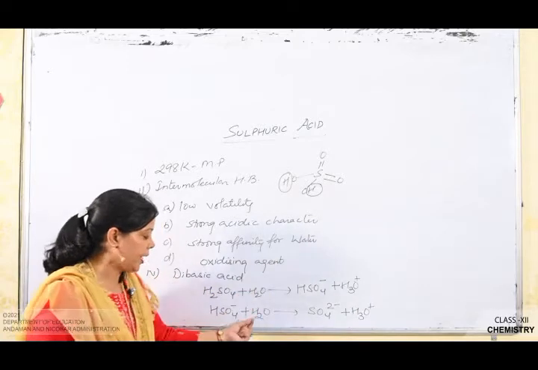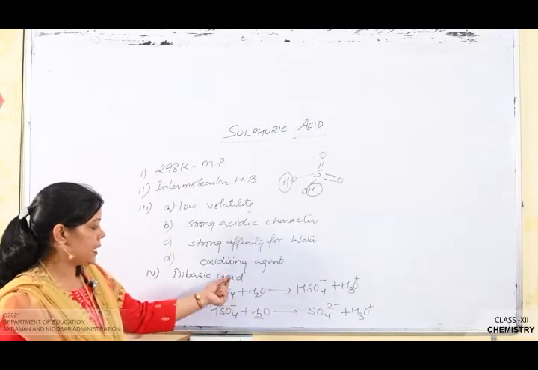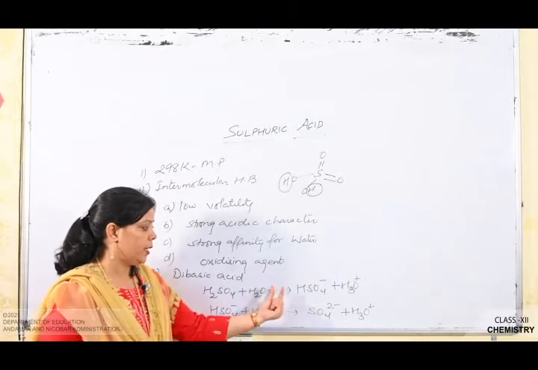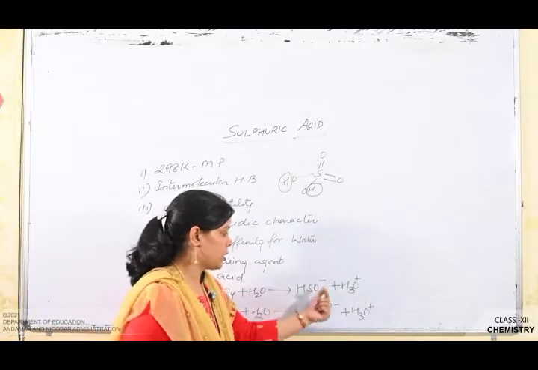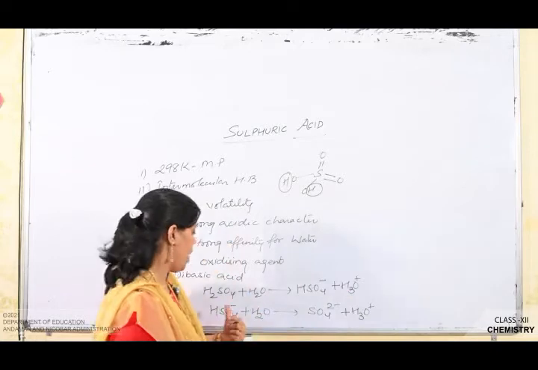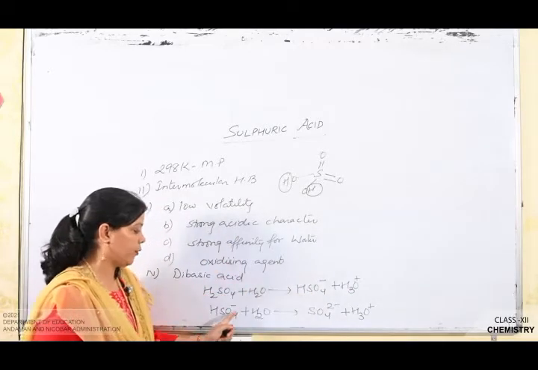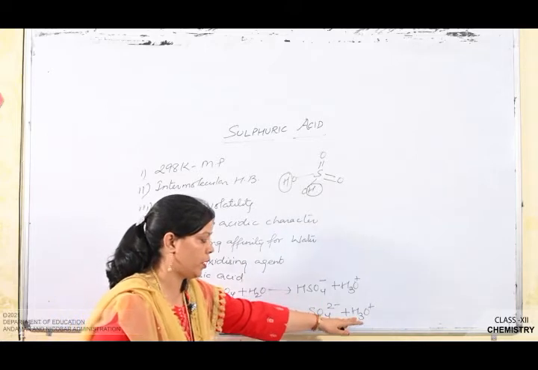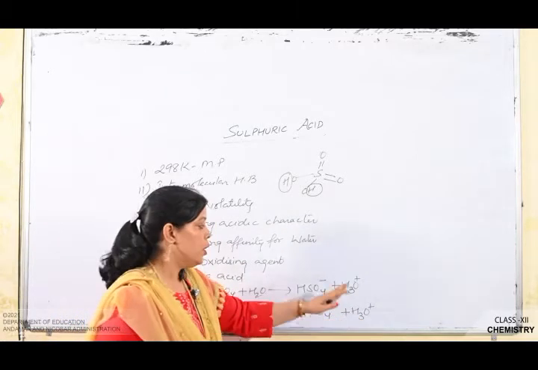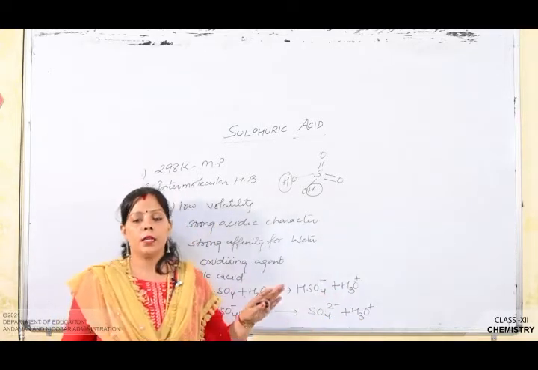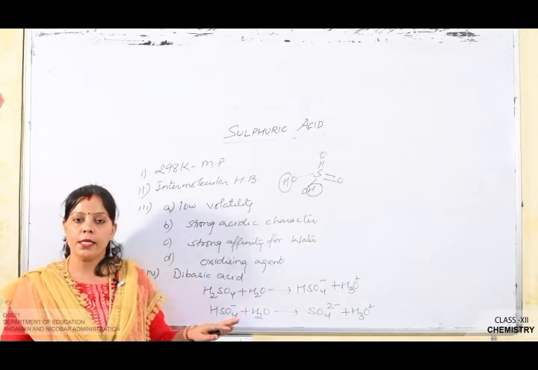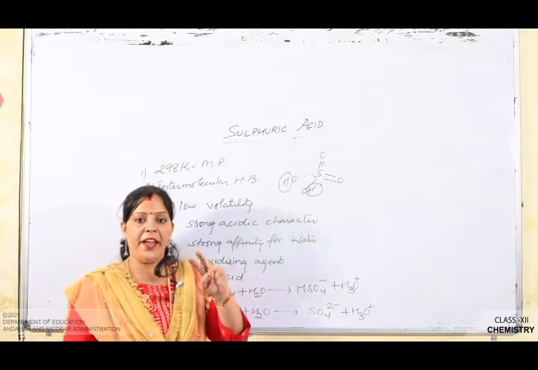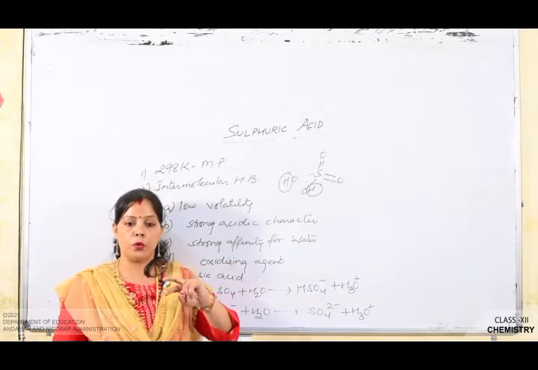So this reaction indicates that the sulfuric acid is acting as a dibasic acid, because when the sulfuric acid combines with water, it liberates the H+ ion and the water is converted into H3O+. Again, this HSO4- combines with the water to give again an H+ ion, which is liberated to water to convert it into H3O+. So this reaction confirms that the sulfuric acid is a dibasic acid. It ionizes in two steps. It gives 2 H+ ions in the aqueous solution.